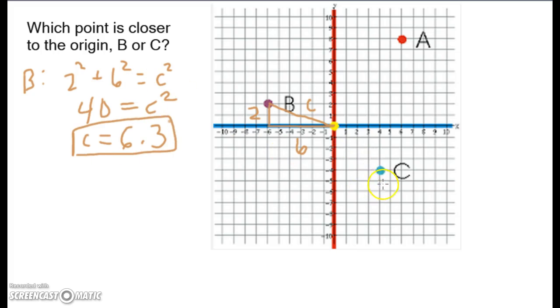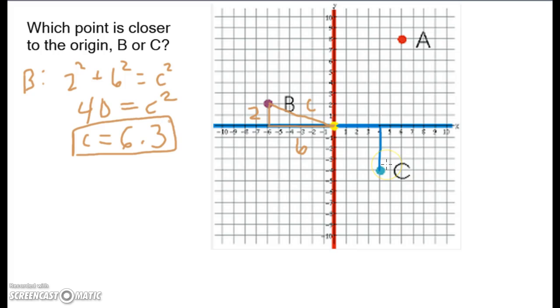All right, so now let's do the same thing for C. Let's find the distance between C and the origin. So I'm going to, again, make a triangle. I'm going to go straight up and straight over. It does not matter if you make your triangle going up and over, or going over and up. It's going to be the same either way.